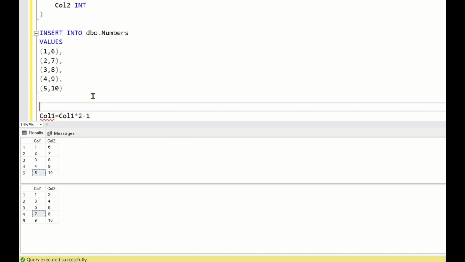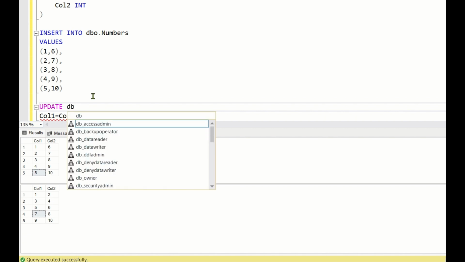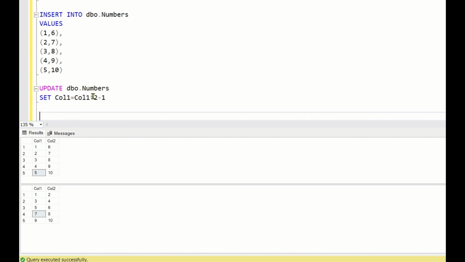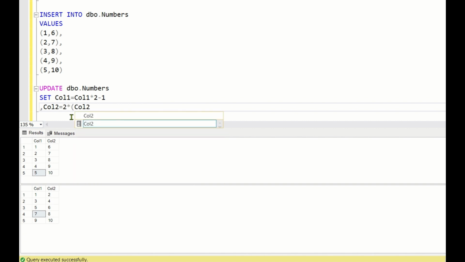So now, update dbo.Numbers, set column 1 equal to column 1 into 2 minus 1. And next is column 2. In the first row, 6 should become 2. So the equation is column 2 equals 2 multiplied by column 2 minus 5. This is the equation.